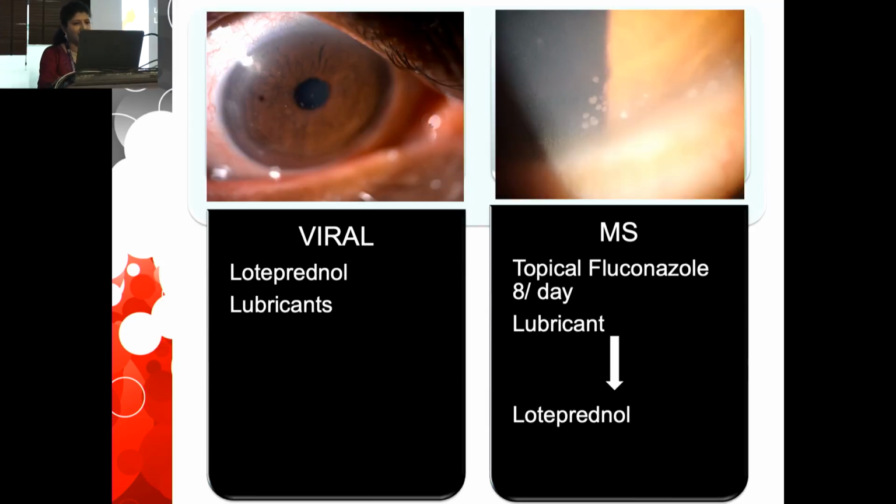Coming to treatment, for viral, actually there are 2 schools of thought, but I go with the steroid school. Start with loteprednol, tapering over 5 days with lubricants. Microsporidiosis responds best to topical fluconazole. Start with 8 times a day. If there's a lot of stromal haze, you can start steroids in the first visit or wait for 1 week review. If the lesions are not resolving quite fast, or the patient is complaining of foreign body sensation and the stromal haze is persisting, start with loteprednol.